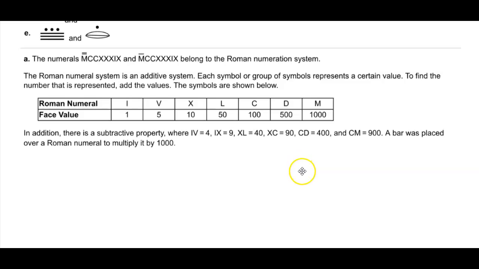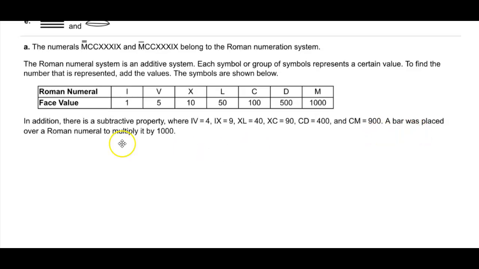Now, in addition, there is a subtractive property. Therefore, we can see that the Roman numeral I next to the V is a 4. Roman numeral I next to the X is a 9. The X in front of the L is going to give us 40. 50 minus 10 gives us 40. The X in front of the C means you're taking 100 subtracting 10, that gives us 90. CD, 500 minus 100 is 400. And then CM is 1000 minus 100 gives us 900.